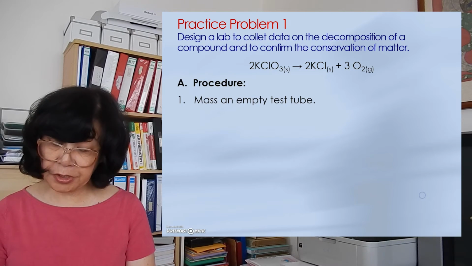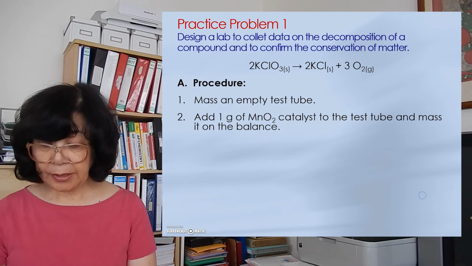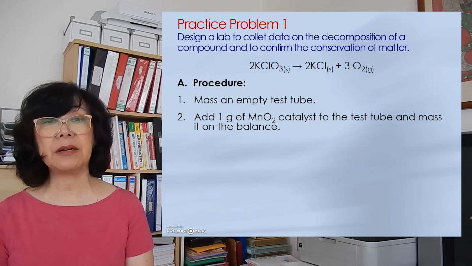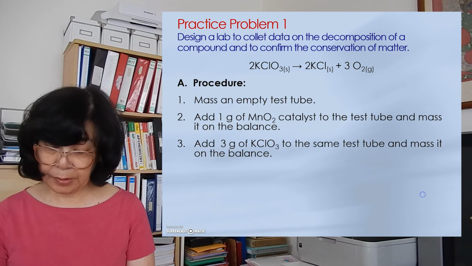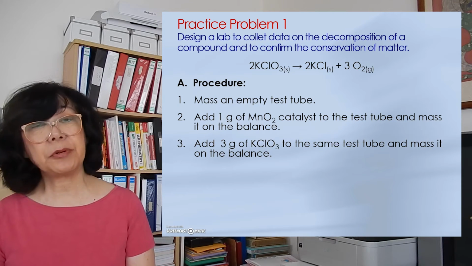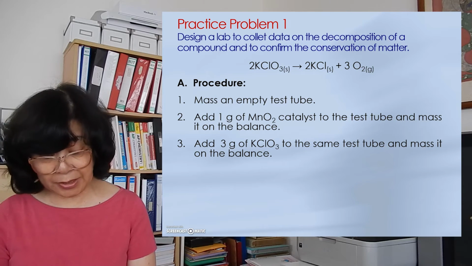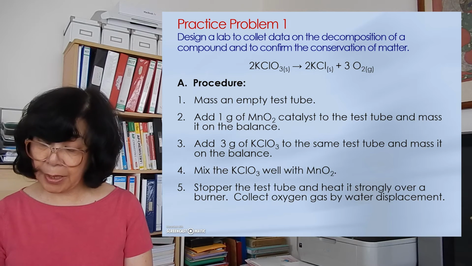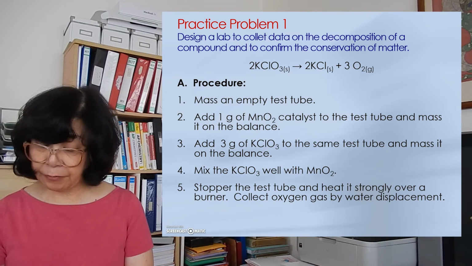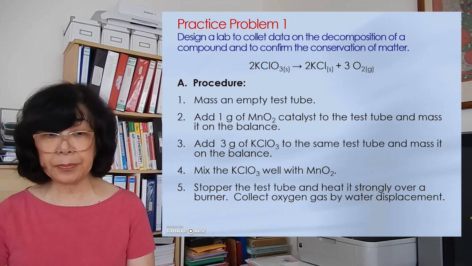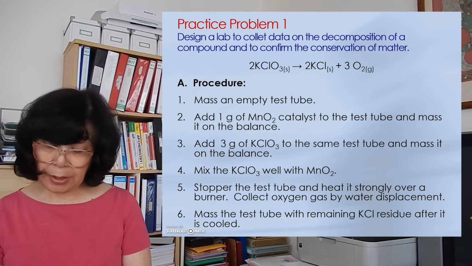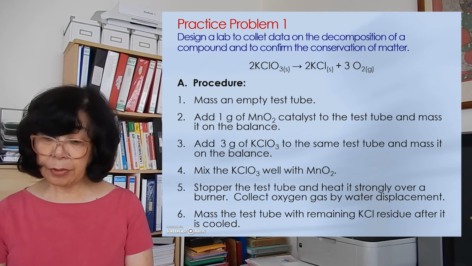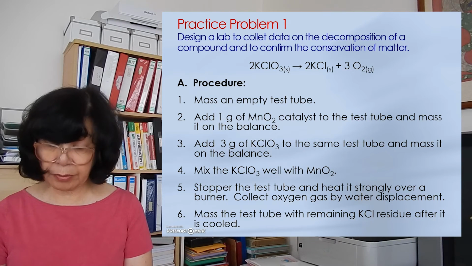So the procedure, first we mass an empty test tube. Then we put 1 gram of manganese dioxide into the test tube and mass it again. Now this is a catalyst. And then we add, say, 3 grams of potassium chlorate to the same test tube and mass it again. Now we mix them well, and we stopper the test tube and heat it strongly over a burner, and we collect the oxygen gas by water displacement. And then we mass the test tube after all the potassium chlorate has been decomposed, forming potassium chloride, leaving it behind in the test tube, and after it is cooled.